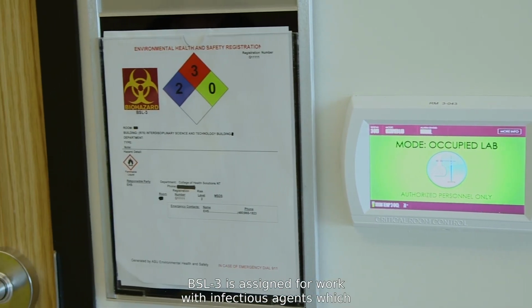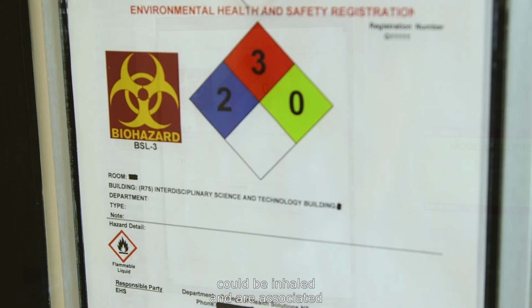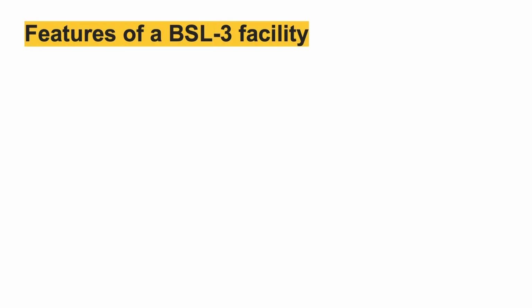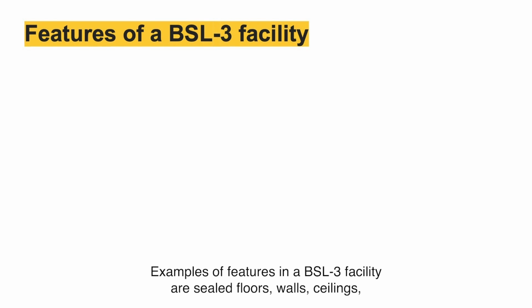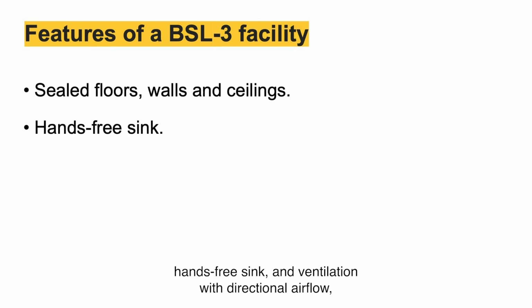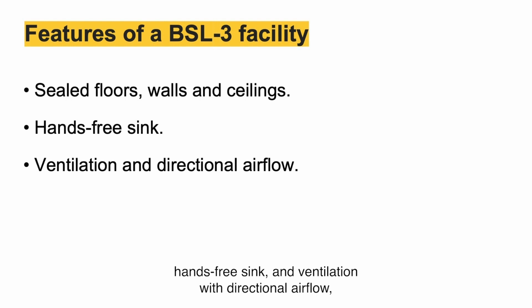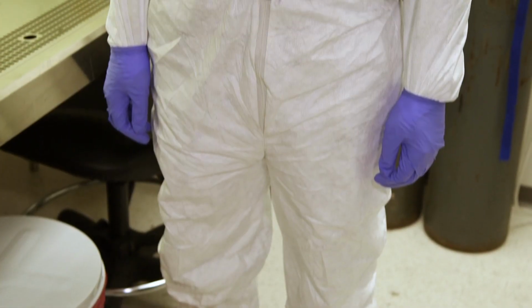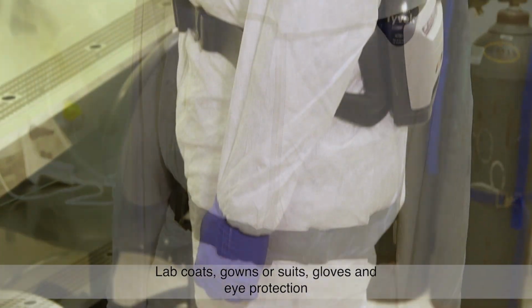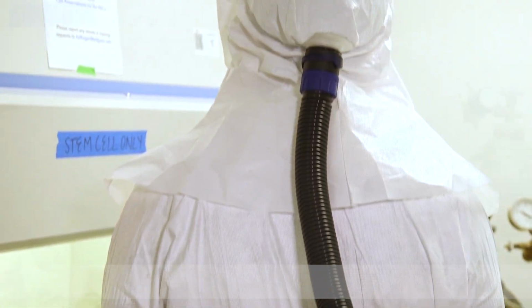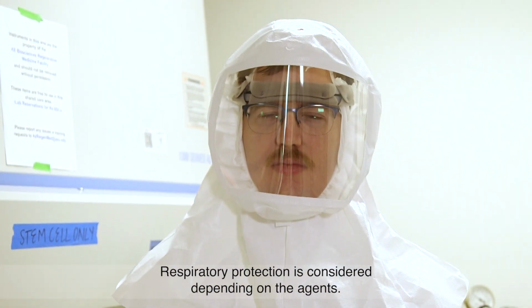BSL-3 is assigned for work with infectious agents, which could be inhaled and are associated with serious or lethal disease. Examples of features in a BSL-3 facility are sealed floors, walls, ceilings, hands-free sinks, ventilation with directional airflow, and BSL-1 and BSL-2 equipment. Lab coats, gowns or suits, gloves, and eye protection are required in BSL-3 facilities. Respiratory protection is considered depending on the agents.